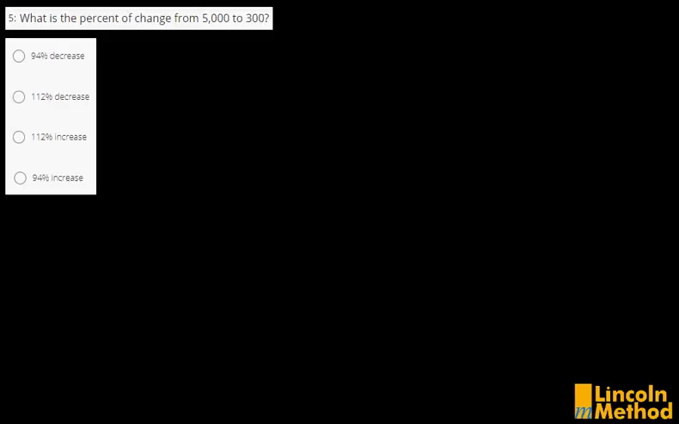What is the percent of change from 5,000 to 300? So this number right here decreased to 300. Let's see what the difference between these two numbers is.